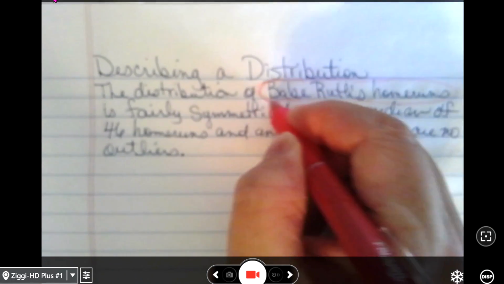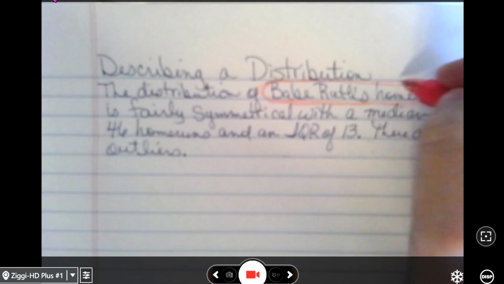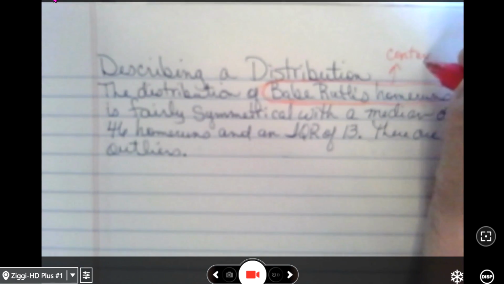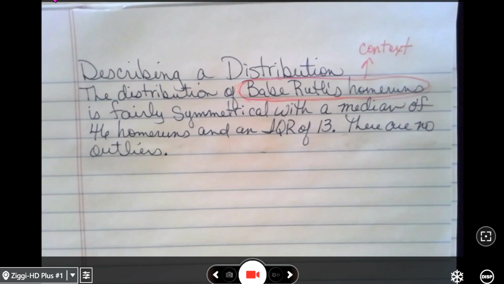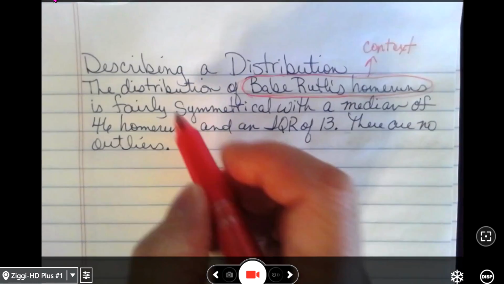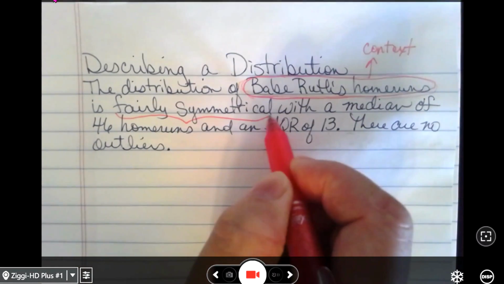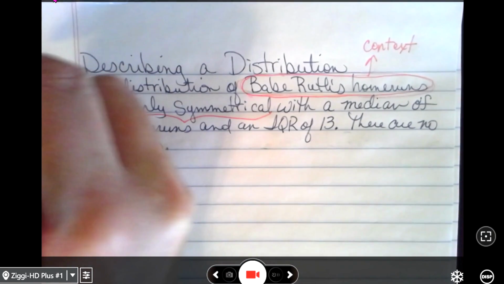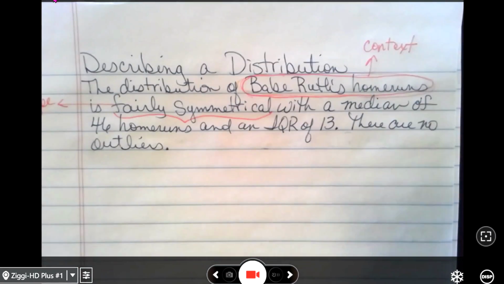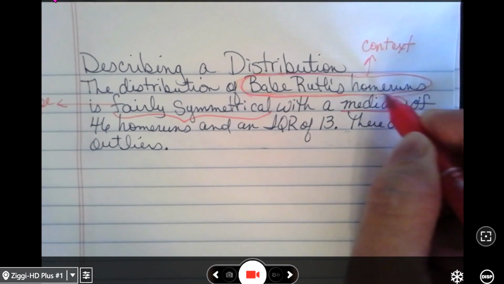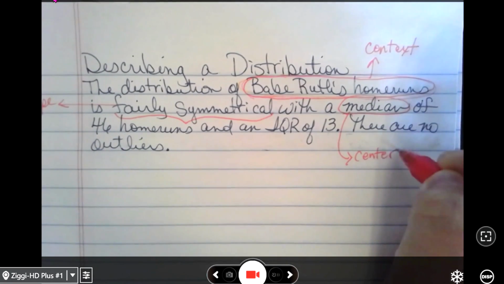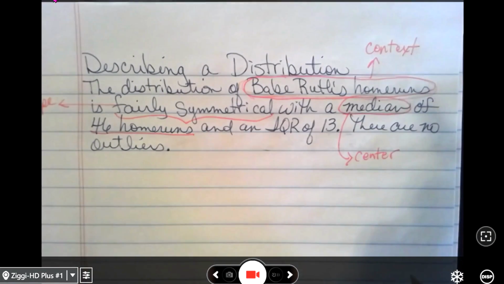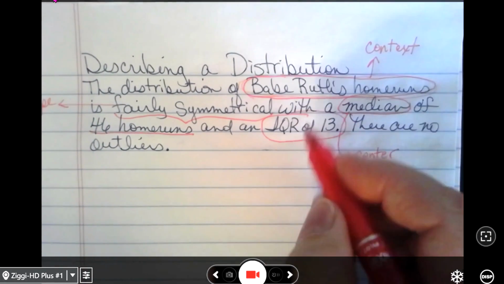All right. So here's the context, and that's very important. That's your context of your problem. So you've let the reader who's reading your information understand that you know that these are not just random numbers, but what they're talking about. You are fairly symmetrical. That is your shape. With a median, what is the median? Yep, that's your center. And I told you how many with context. And an IQR, that's your variability or your spread.